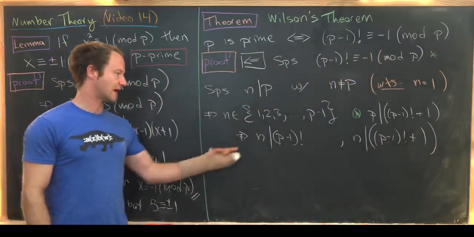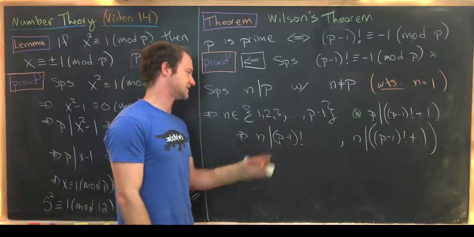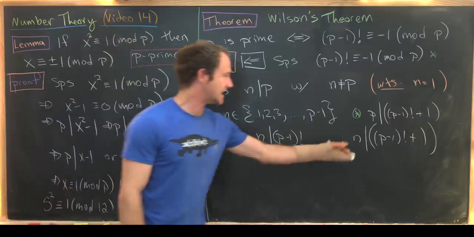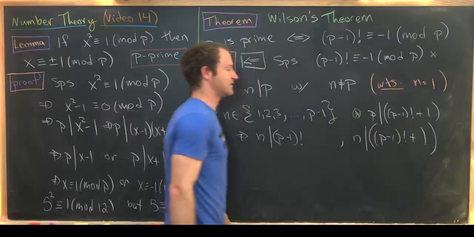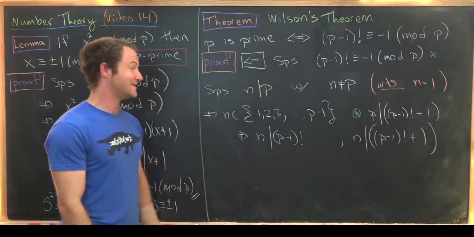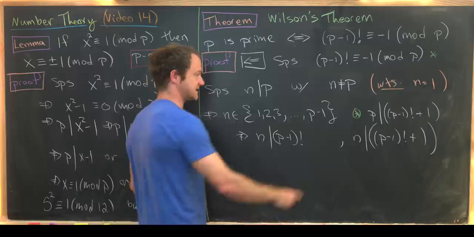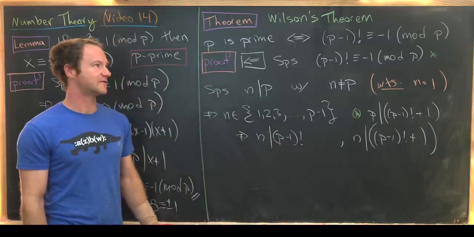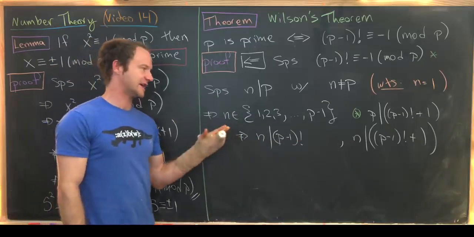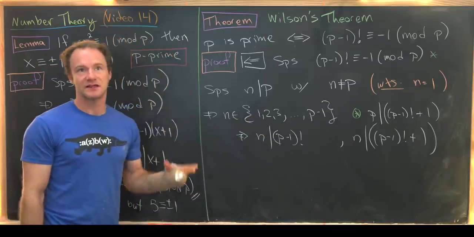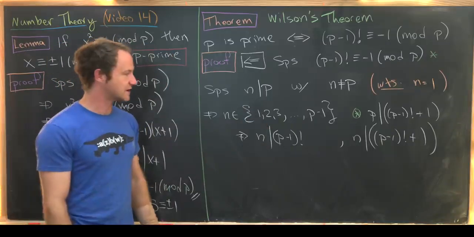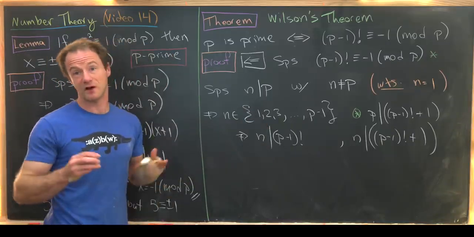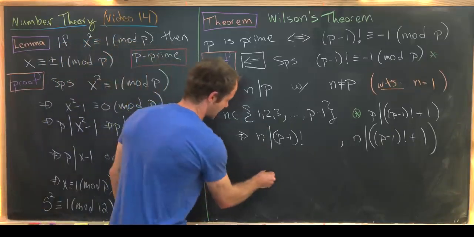But let's see what we've got. We have n divides (p minus 1) factorial, and n divides (p minus 1) factorial plus 1, but that means it divides the difference of these two numbers. So a long time ago, we proved that if n divides something and n divides something else, then n divides a linear combination of those. A difference is maybe one of the simpler versions of a linear combination.